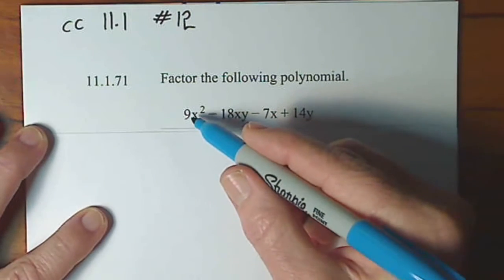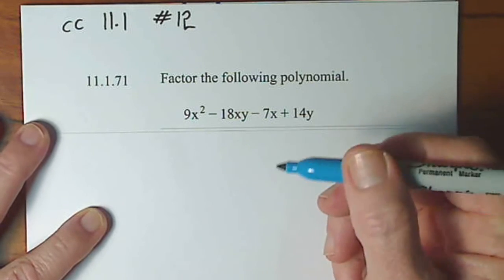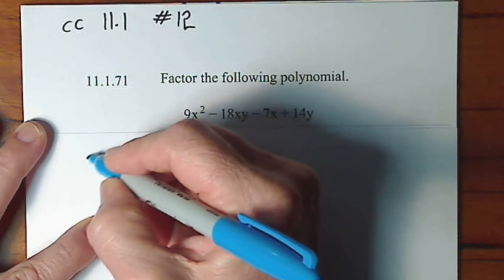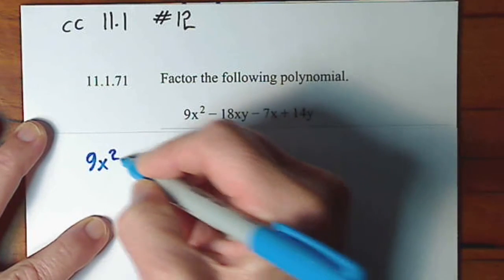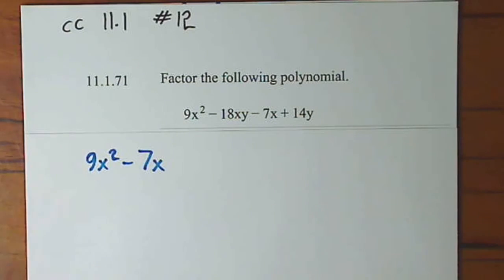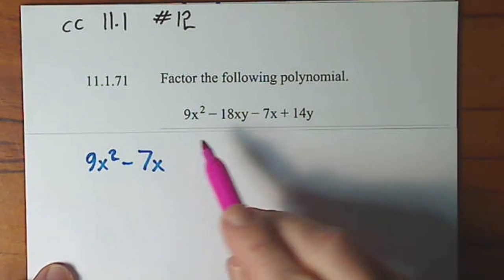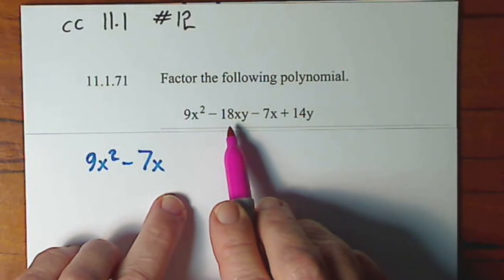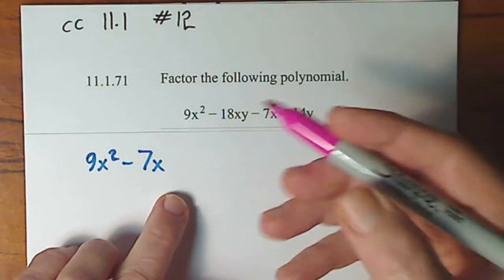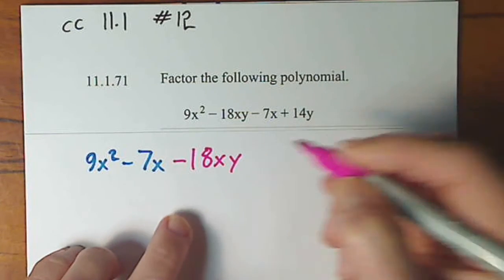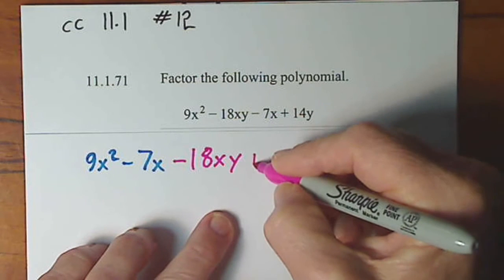So I'm going to try 9x squared minus 7x. So I'll rewrite this as 9x squared minus 7x. And then the second two, let's see, 9x squared minus 7x, that leaves me with negative 18xy plus 14y.